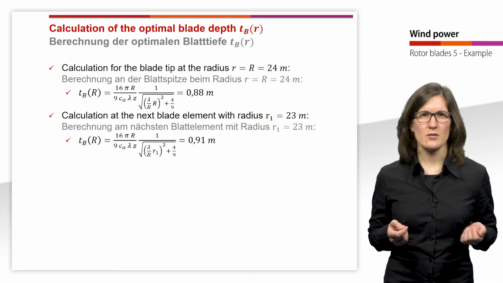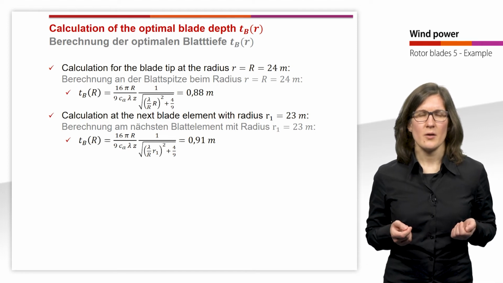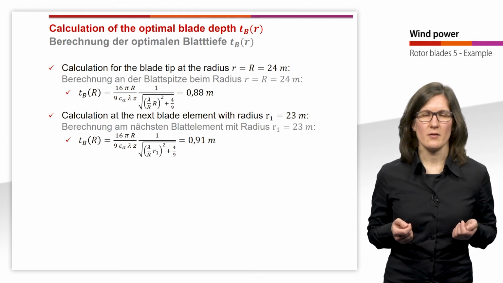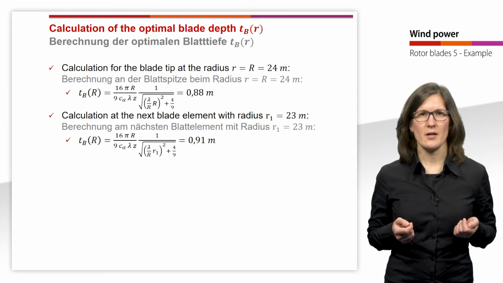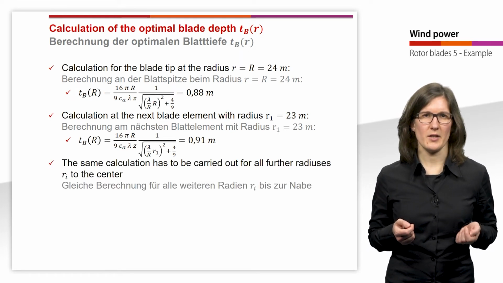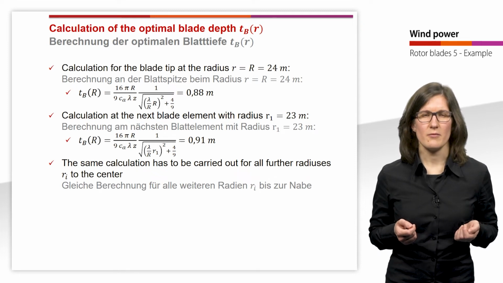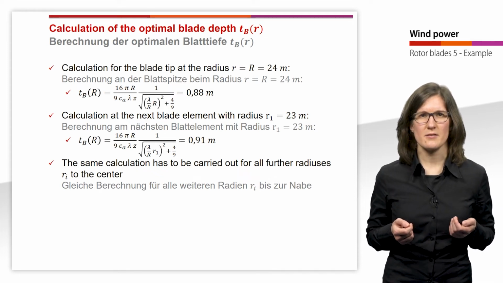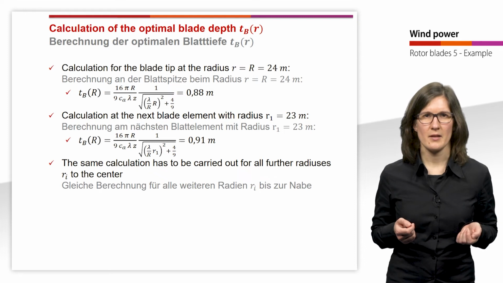And when inserting the given values, we reach an optimal blade depth of 0.91 meters for this element. The same calculation has to be carried out for all further blade elements until the center of the rotor.